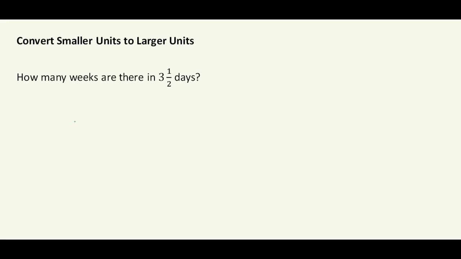So now let's go ahead and walk through some conversions. How many weeks are there in 3.5 days? So we know that 7 days make 1 week. So we're going to use our ratio here. We have weeks to days ratio. We have 1 week, and in there we have 7 days. So using our equal ratio approach, we have x to 3.5.